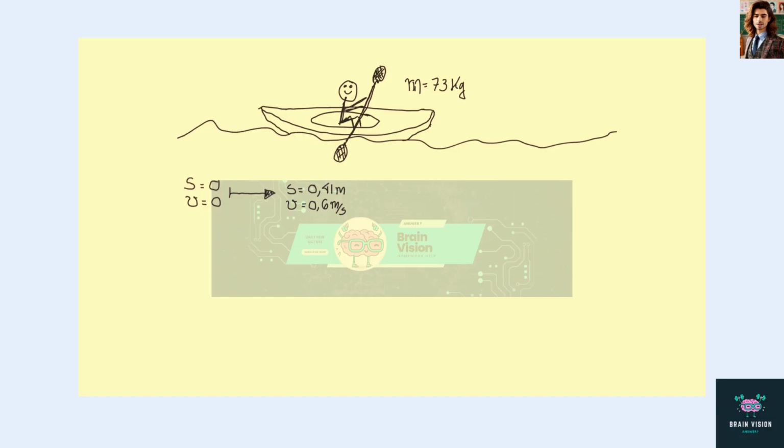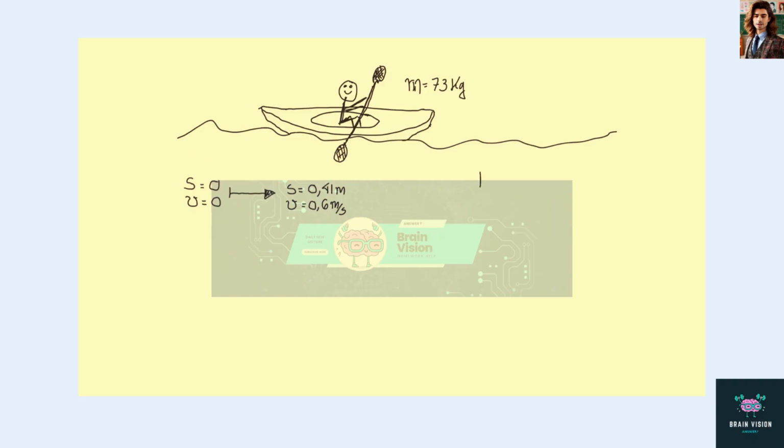In this question, a person is paddling on a kayak, and by doing that, it goes from a speed of 0 meters per second to 0.6 meters per second in a spatial interval of 0.41 meters. We have to tell what is the magnitude of the net force that is acting on the kayak.